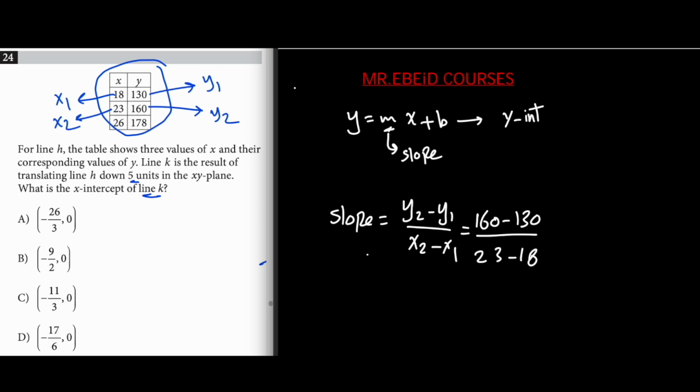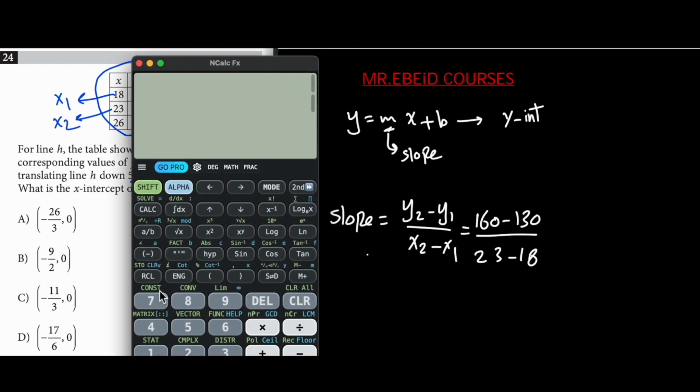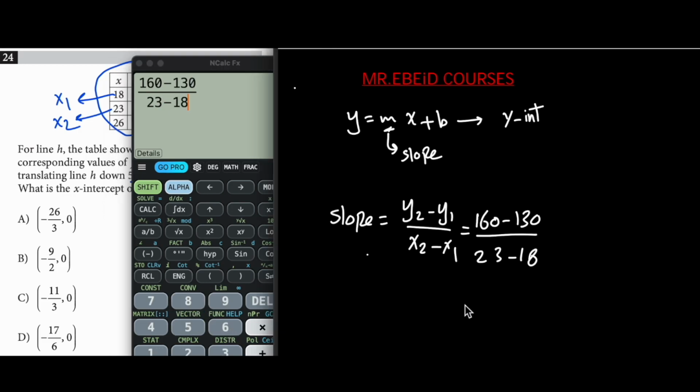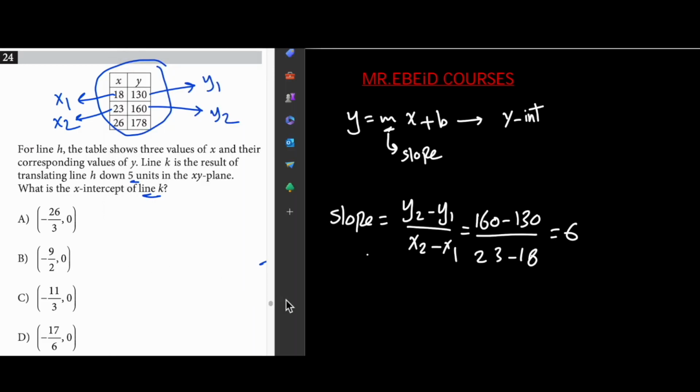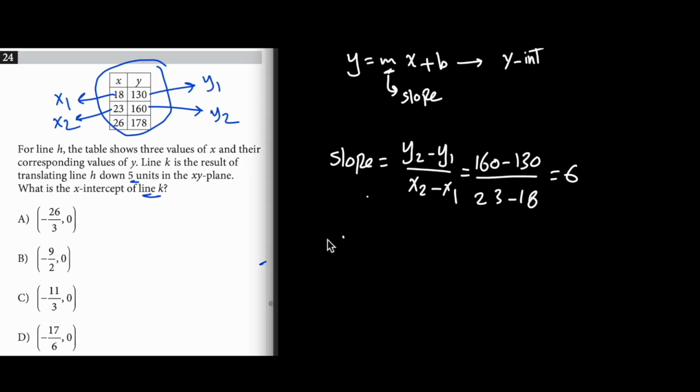You can use the calculator to find the final answer. So 160 minus 130 over 23 minus 18. So the slope is 6. So the equation we can write as y equals 6x plus b.